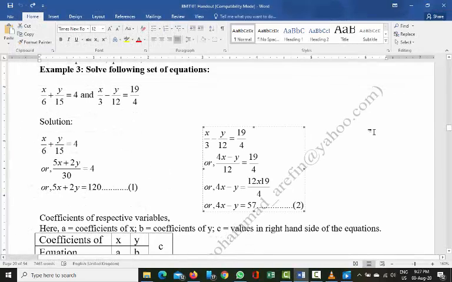So now we have two equations. The first equation is 5x plus 2y is equal to 120. In the second equation, we have 4x minus y is equal to 57. So we need to solve these two equations to find out the values of the two variables. So here we have two variables.